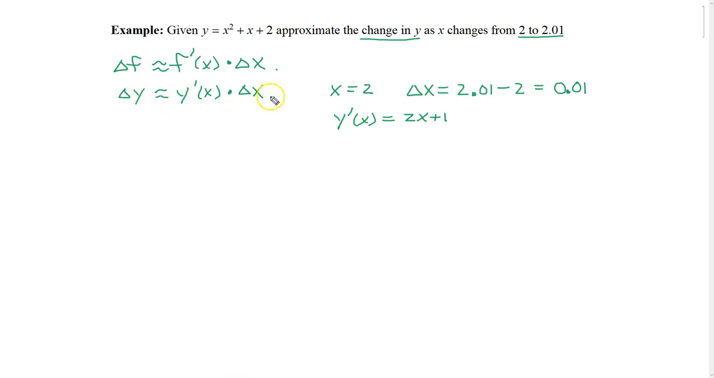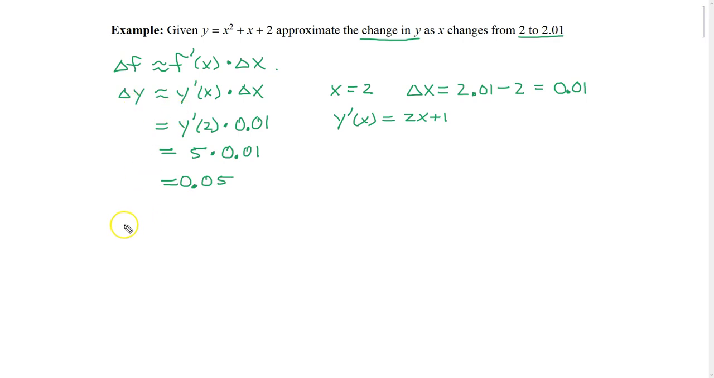So the right-hand side is going to equal y prime of 2, putting 2 in here for x, we get back 5. And 5 times 0.01, of course, is 0.05. So that's our approximation to the change in y.